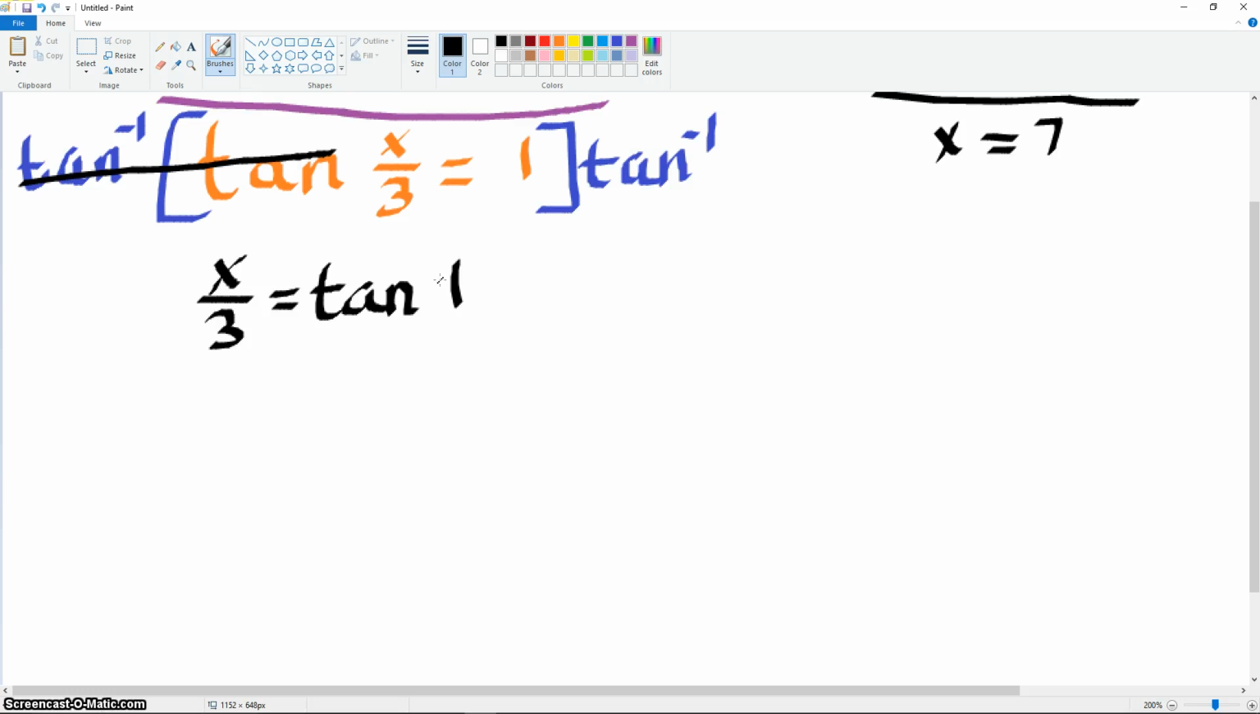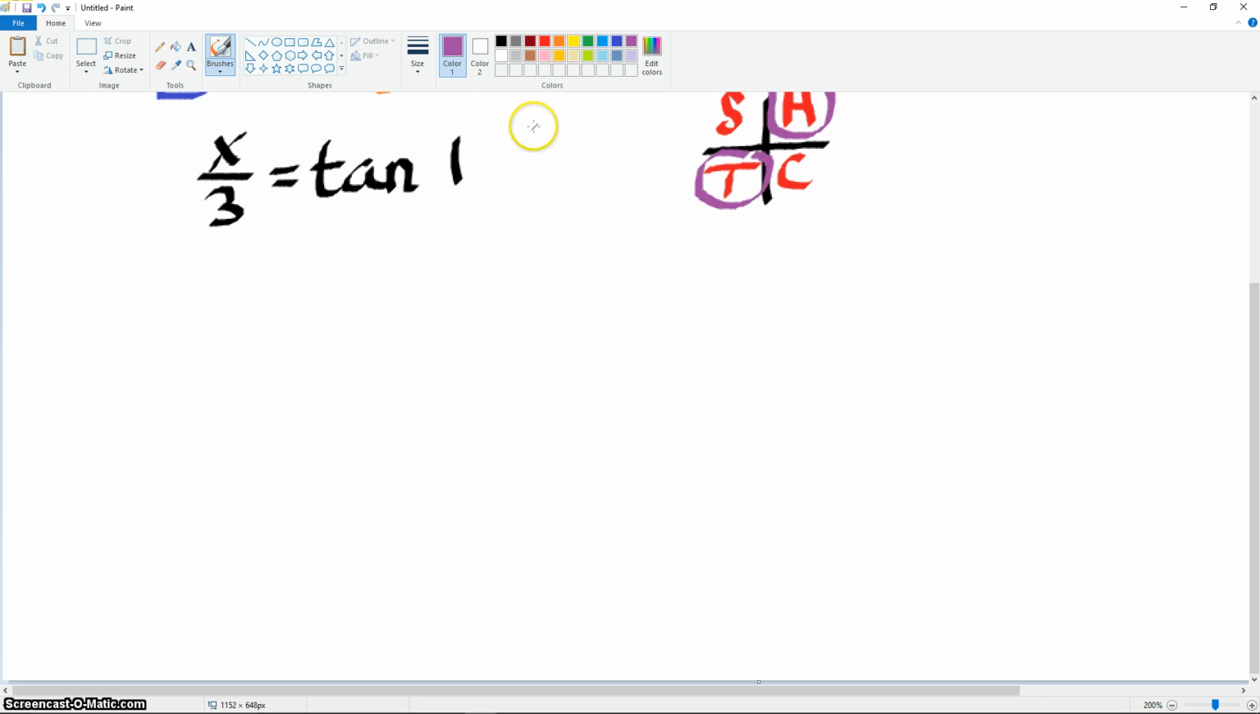Remember, we get tangent when you have the same x and the same y, because anything over itself is going to be 1. What kind of 1 is this? That's a positive 1. So let's recall San Antonio Tequila Company. Where is tangent going to be positive? Tangent is going to be positive in the A and in the T, so in other words, in quadrant 1 and quadrant 3.